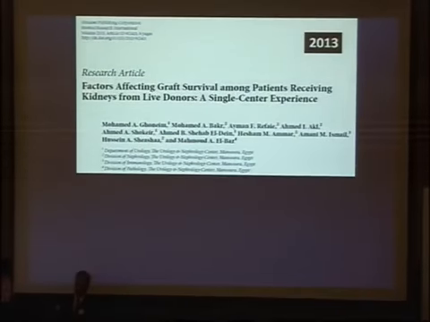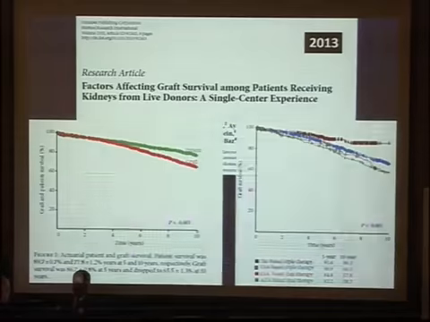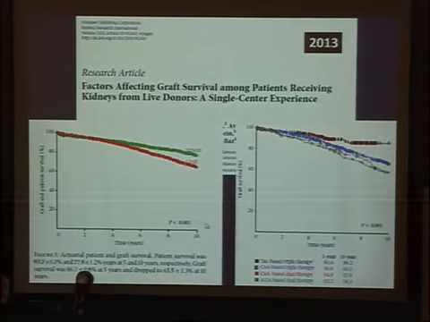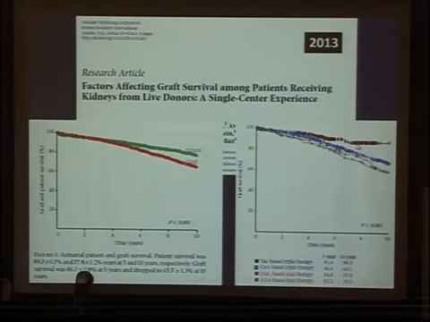A report from our center tried to determine factors that affect long-term graft survival, and we concluded that aged kidneys, ethnic factors, primary immunosuppression, repeated acute rejection, and lower total steroid dose might be causes for short graft survival. And here are our patient and graft survival at 10 years, and here we can find that patient survival is about 80%, while graft survival is about 65%. And among immunosuppression protocols used in our center, tacrolimus-based triple therapy had the best outcome.